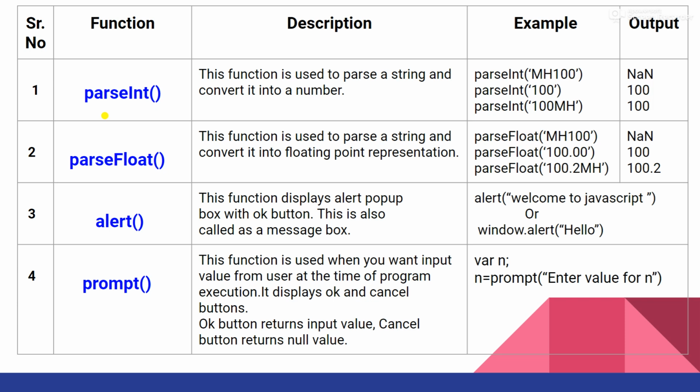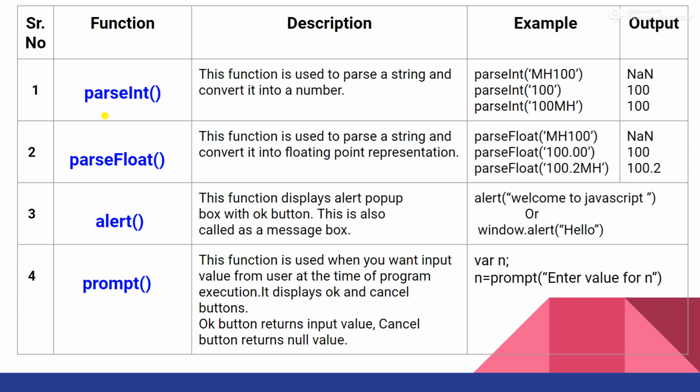So if anything I am inputting in the text box, it is by default converted or treated as a string. But I have to perform some arithmetic operations on the number, but it is treated as a string. So to convert the string into the number format, I need to use parseInt. Okay, so let us see the examples.